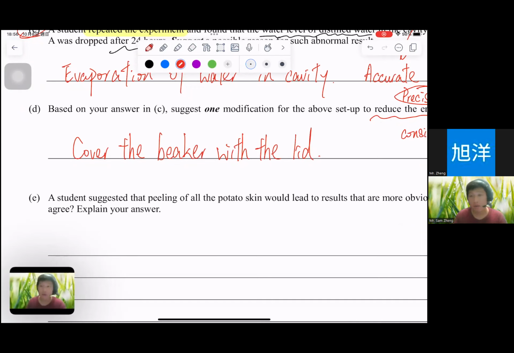So why, how come if we cover it, it could help to reduce the error? In fact, for example, if water evaporates and goes up, there will be condensation of water, and then it will drop back into the cavity, so that it will help to reduce the water loss.